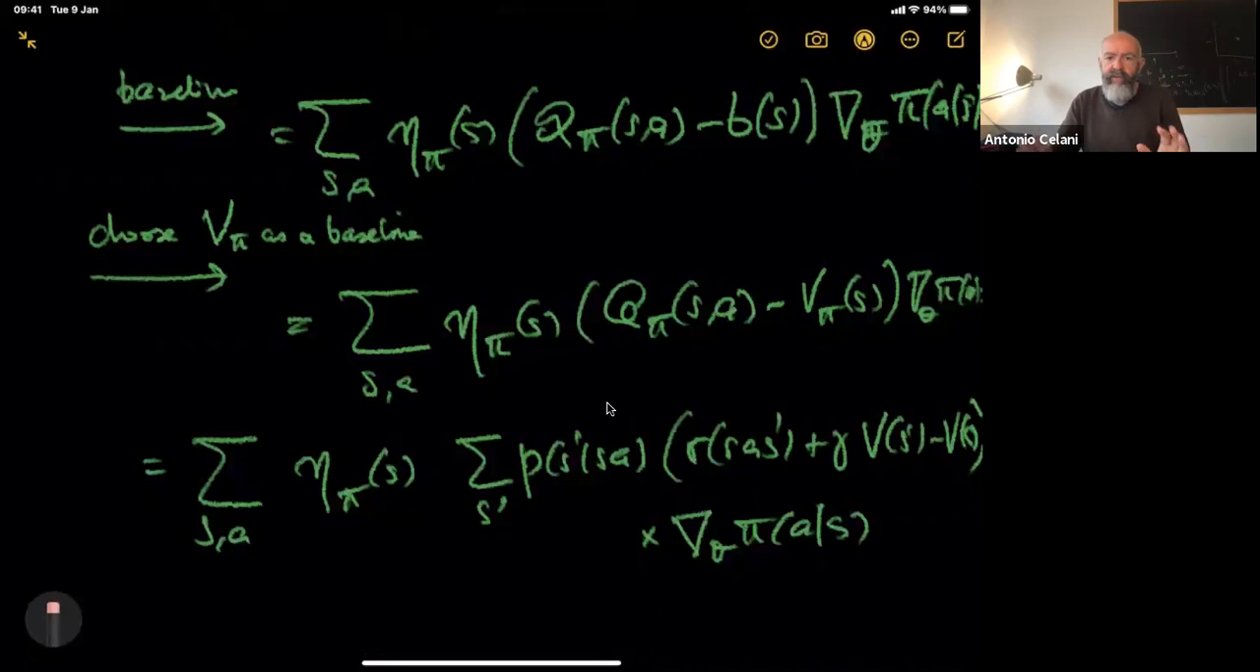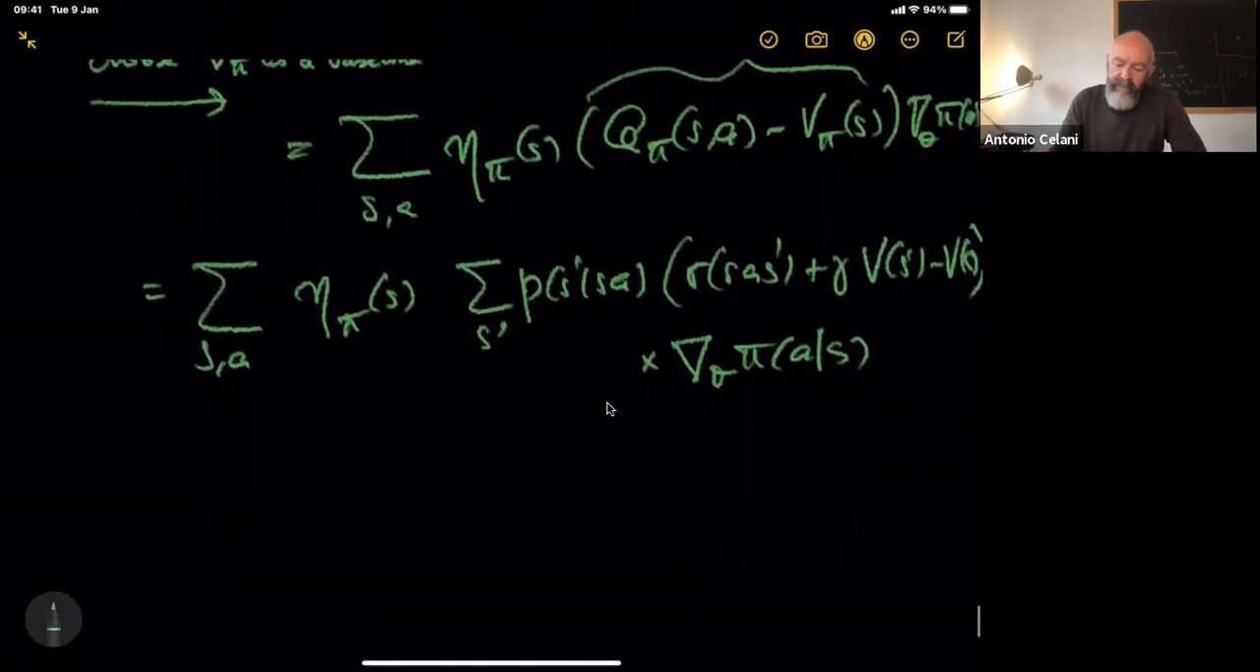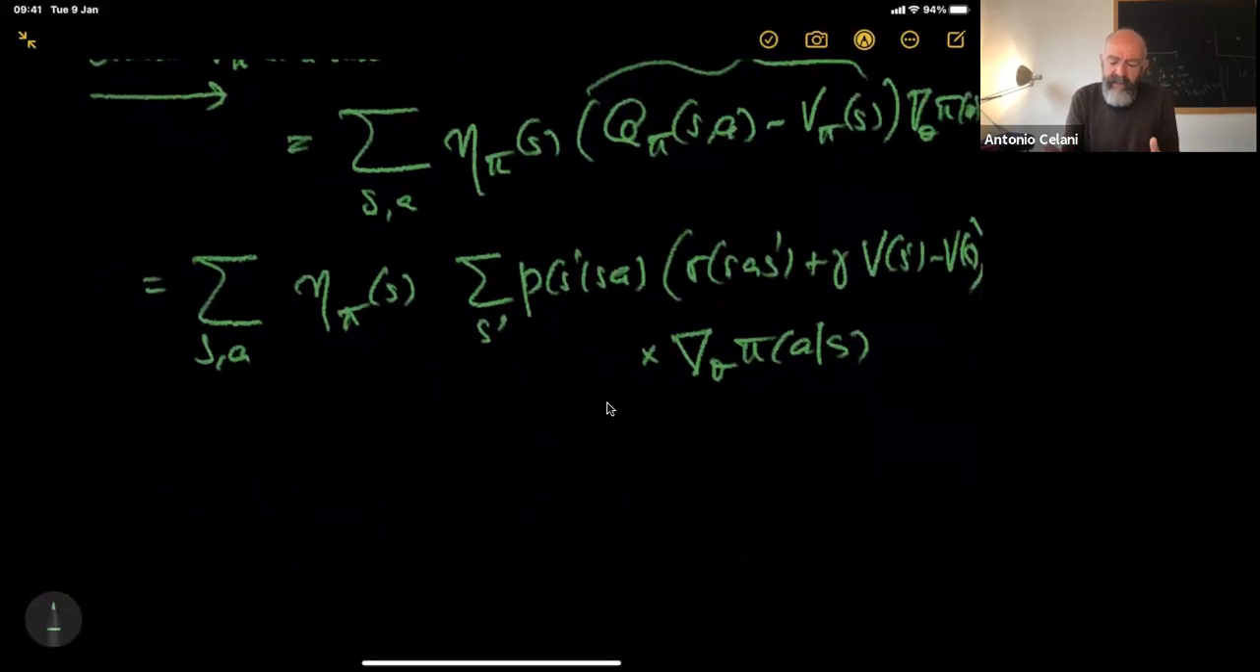Okay, so far I've been just using this property that the baseline doesn't affect the gradient and choosing specifically the value function as a baseline. This allows me to write this prefactor here as the advantage function, which is the difference between the value for that action with respect to the average value of all actions, Q minus V.